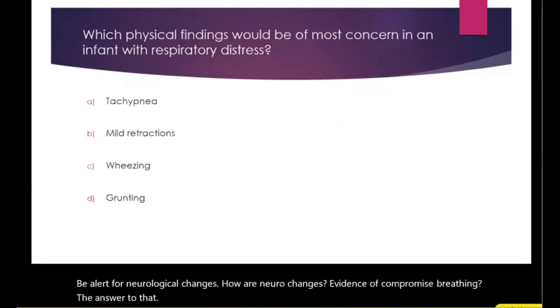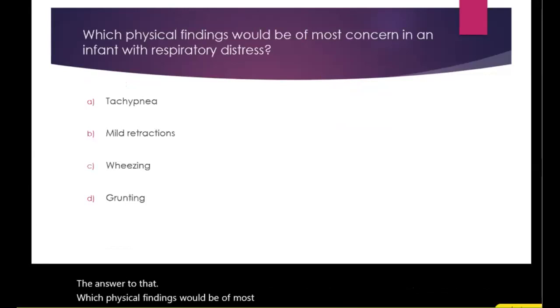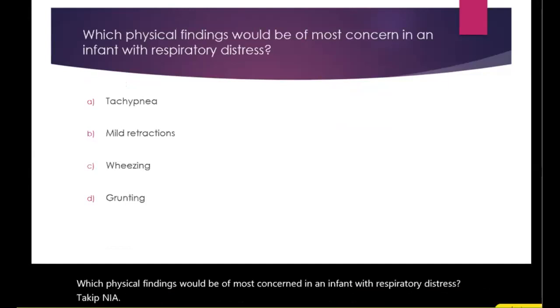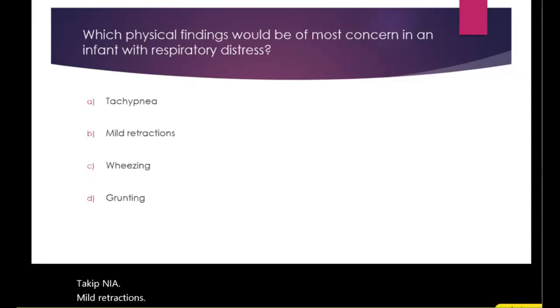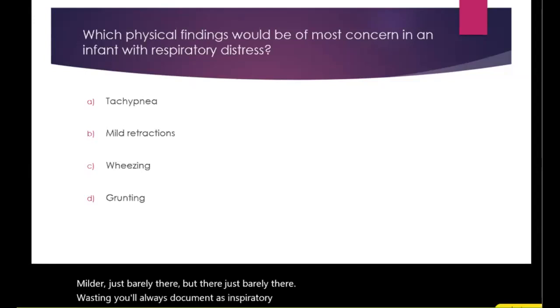Which physical findings would be of most concern in an infant with respiratory distress? Tachypnea, mild retractions, wheezing, or grunting? So tachypnea is breathing too fast. Mild retractions, remember we talked about mild, moderate, or severe. So mild, they're just barely there, but they're there. Wheezing, you'll always document as inspiratory or expiratory, and in what lobe.